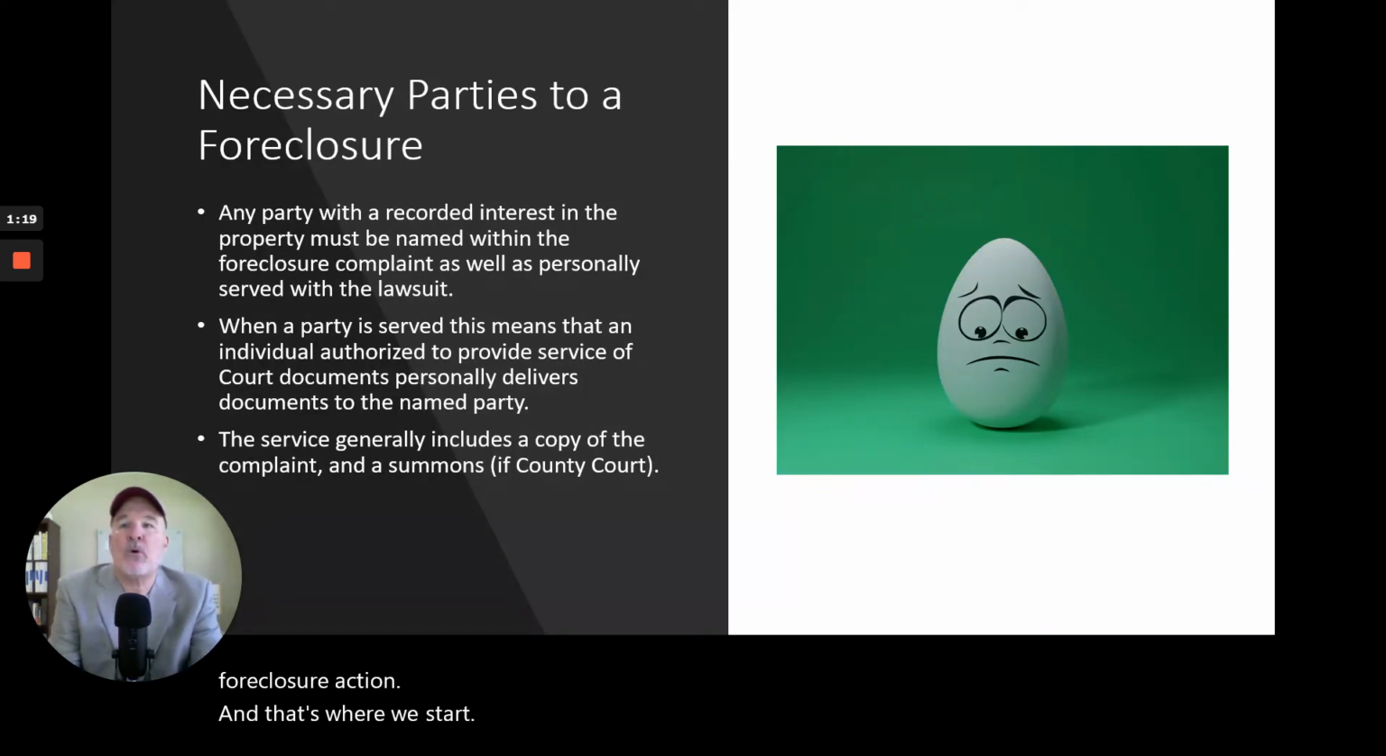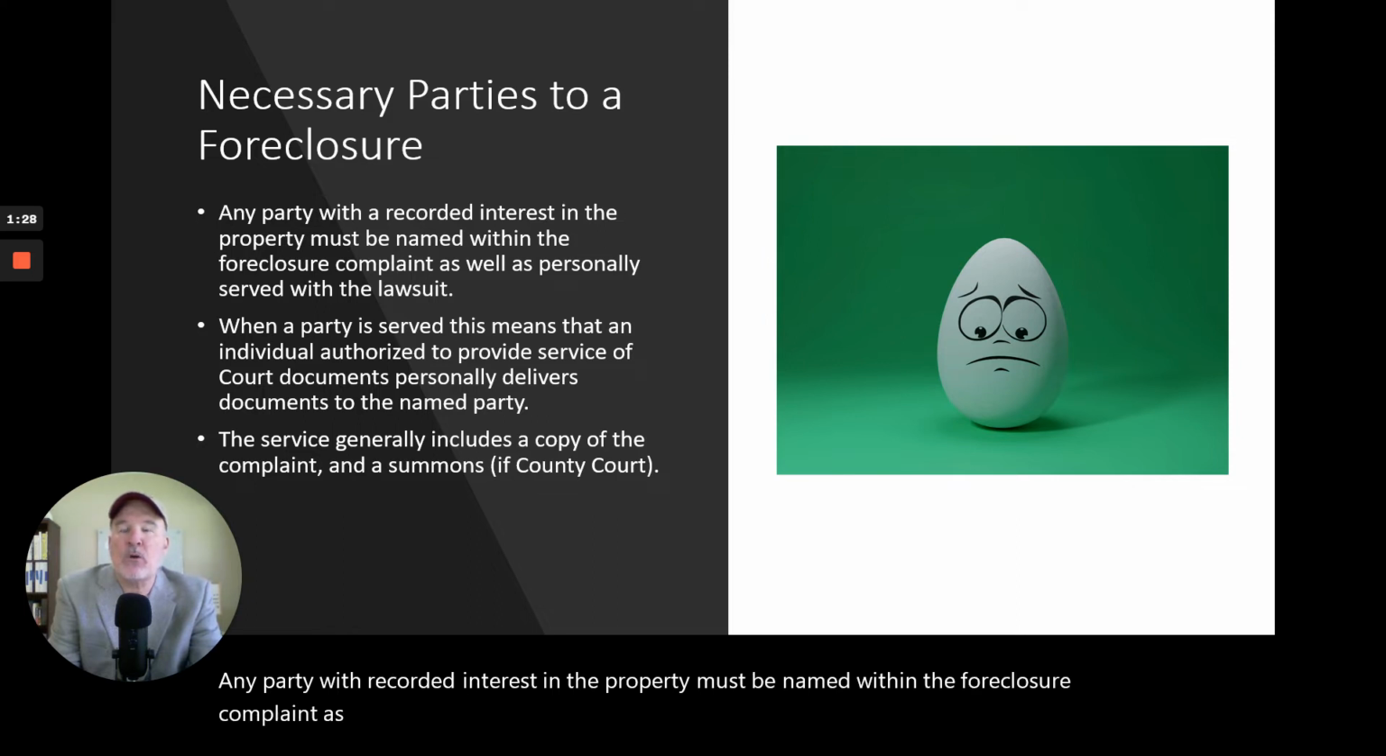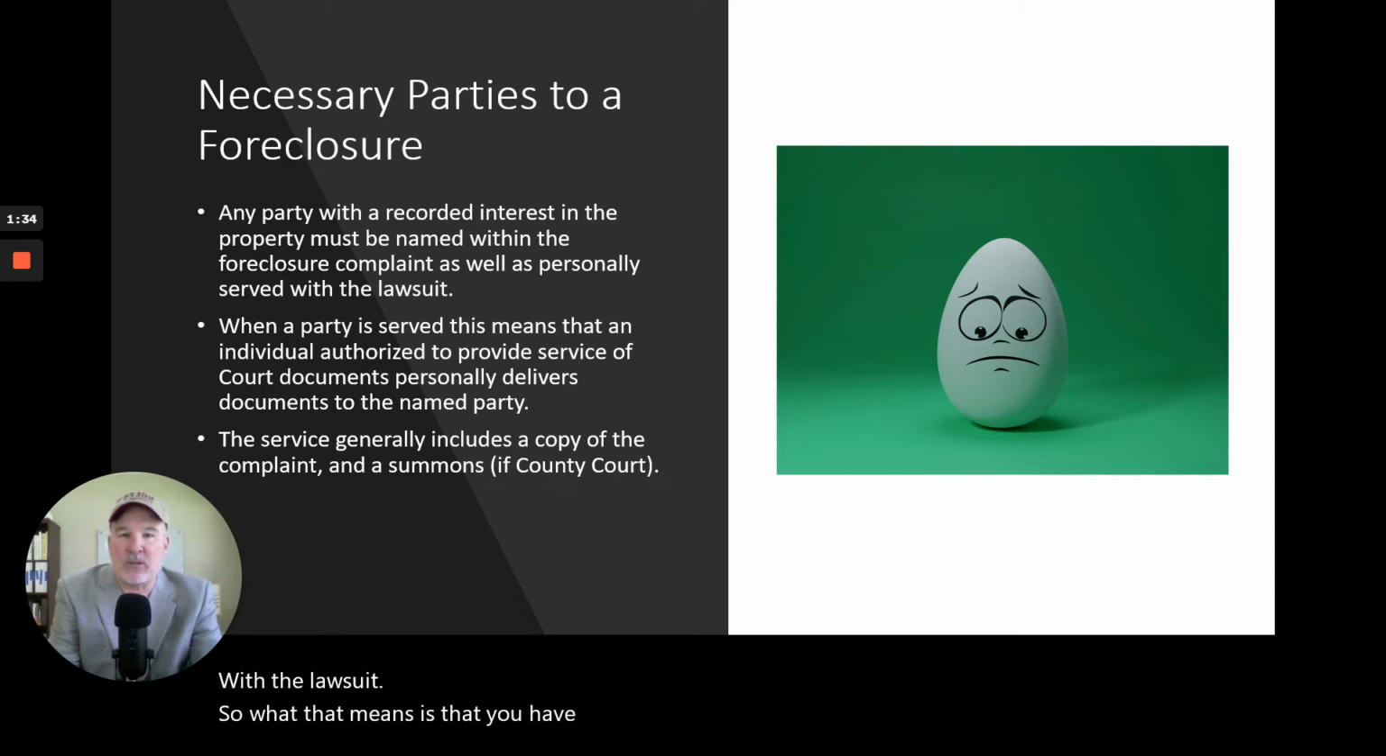Necessary parties to a foreclosure. Any party with a recorded interest in the property must be named within the foreclosure complaint, as well as personally served with the lawsuit. So what that means is that you have a recorded interest. Now, an interest doesn't always mean ownership.